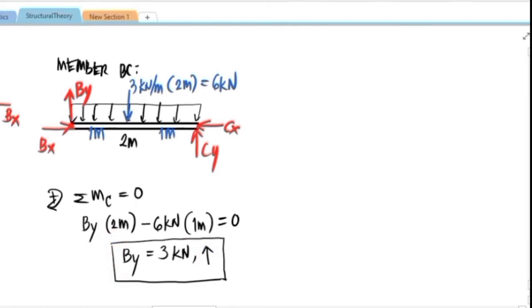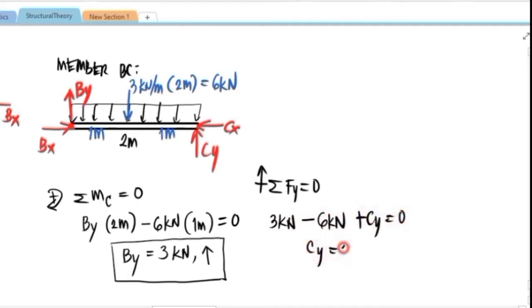In order for us to solve for the value of the CY, we have to summate forces vertical is equal to 0, taking the upward direction as positive. We have the BY 3 kilonewton upward minus 6 kilonewton, since the 6 kilonewton is directed downward, plus the CY is equal to 0. So that would give us CY is equal to 3 kilonewton. Since positive din yung lumabas na sagot, meaning tama yung assumption that CY is directed upward.